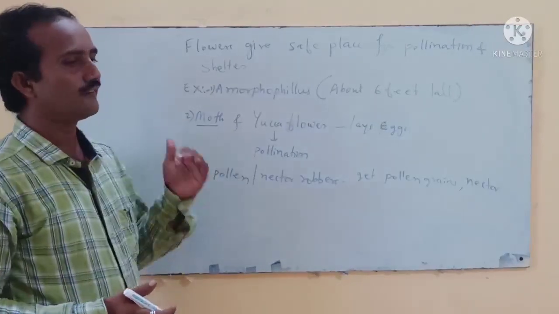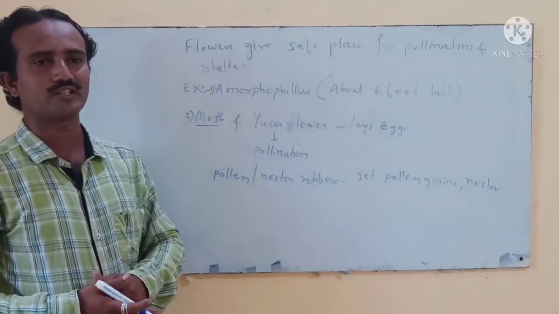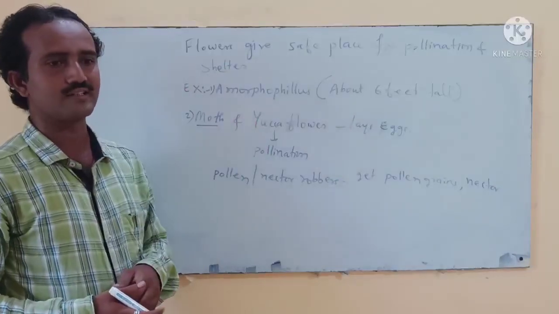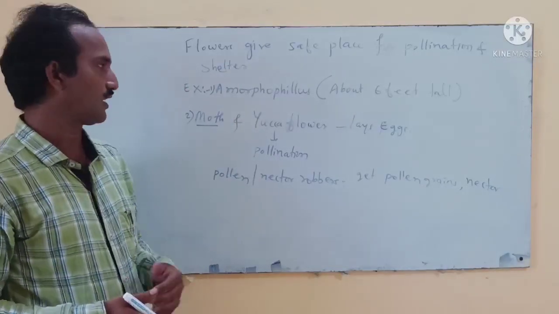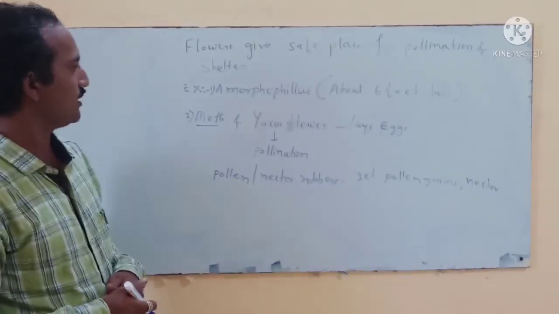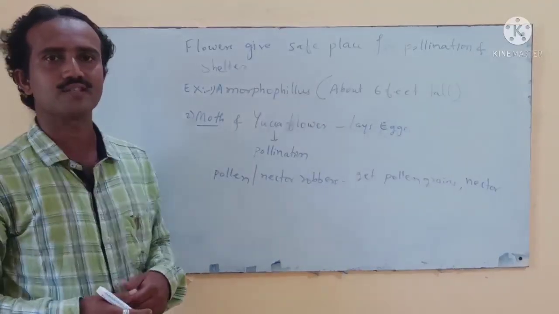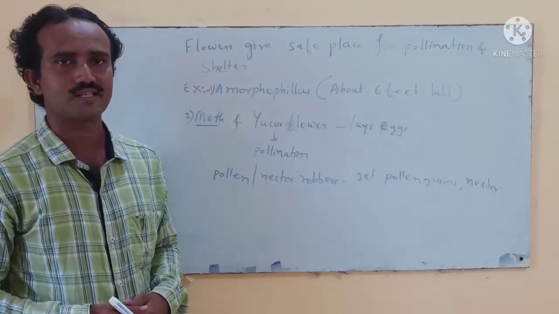Then we discussed the features of insect pollinated flowers. There are 4 features that will be observed. Then unusual pollination was observed. So next class we will discuss the outbreeding devices. Okay.